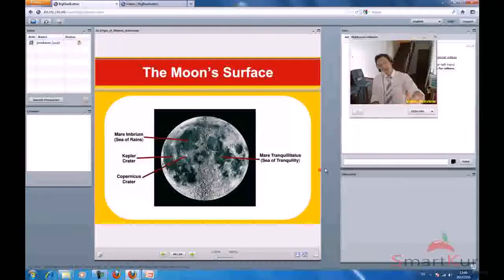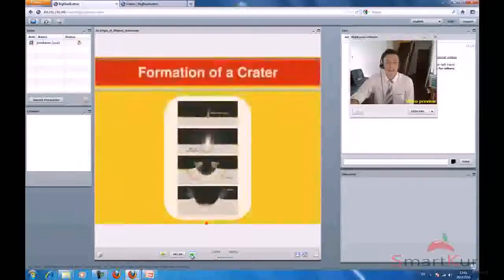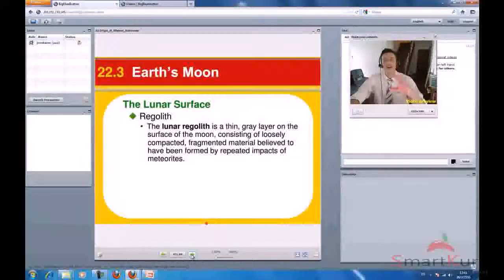Okie dokie. Move on to later. So the maria, the seas, are ancient beds of basaltic lava. If you go back to slide 40, you can see the two main maria on the moon are the Mare Imbrium, which is known as the Sea of Rains, and the Mare Tranquillitatis, what we call the Sea of Tranquility in English.